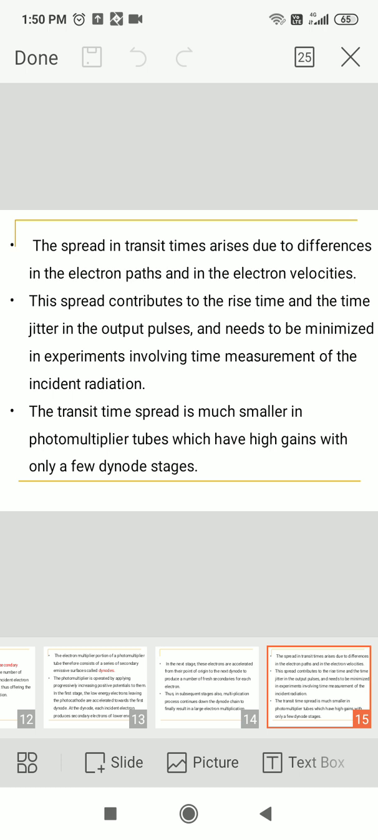The spread in transit time arises due to differences in the electron path and in the electron velocity. This spread contributes to the rise time and the time jitter in the output pulse and needs to be minimized in experiments involving the time measurement of incident radiation. The transit time spread is much smaller in a photomultiplier tube which has higher gain in only a few dynode stages.